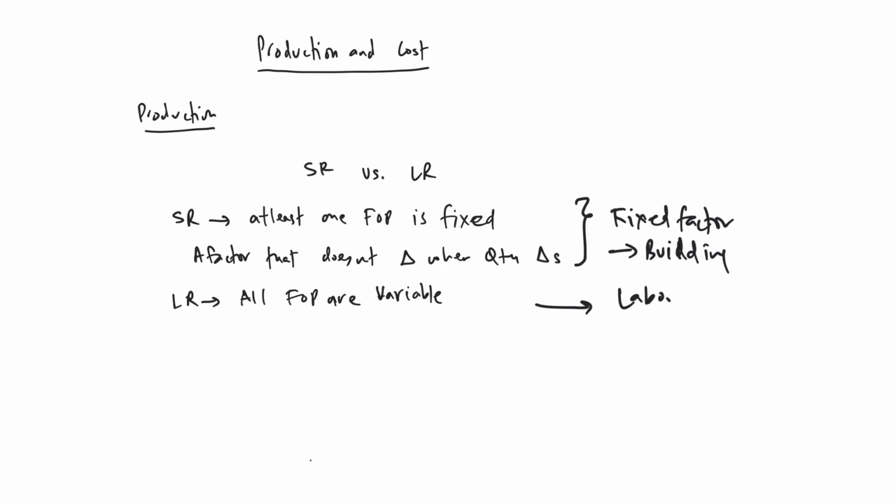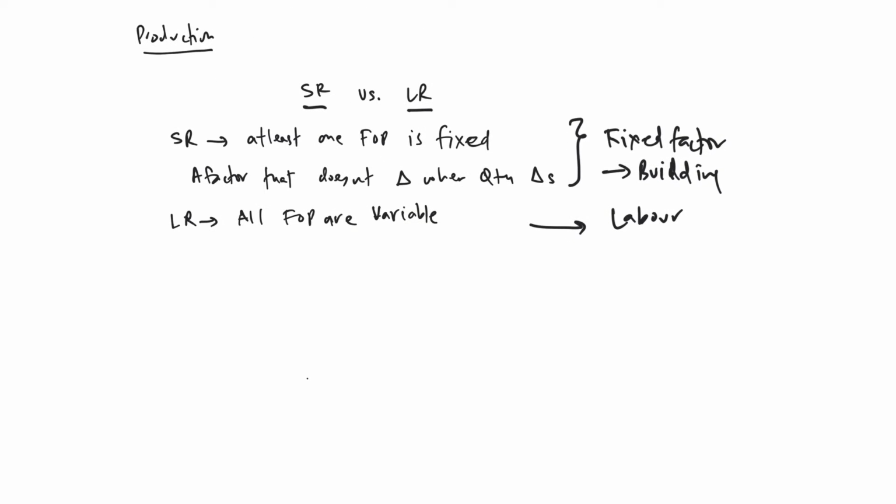Okay, why do we do production before cost? Because production, whatever happens in production, will have an implication on cost. So short run is where at least one factor of production is fixed. Long run is where all factors of production are variable, so there is no fixed factor. Makes sense? So when you look at short run, let's move on to short run production.